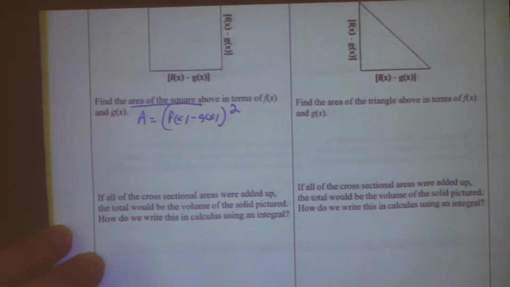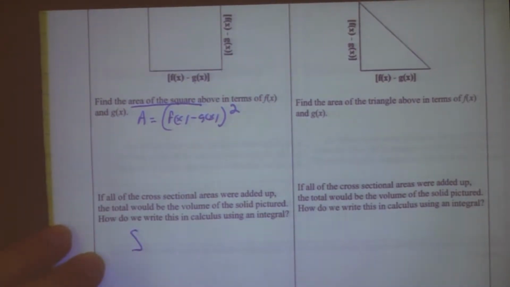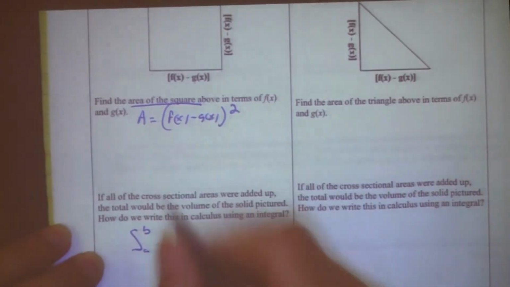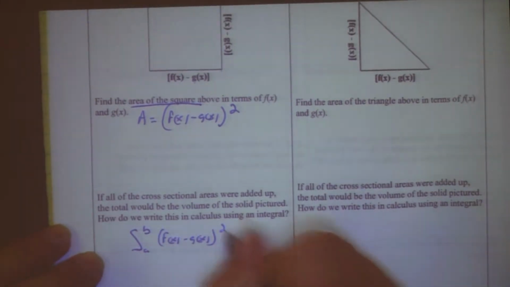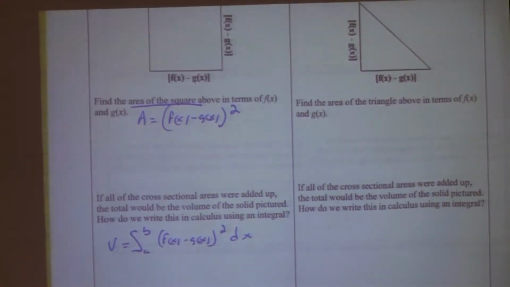So how do we write that using an integral? What do you think it would be? The integral from a to b of that area, which is f of x minus g of x squared dx. And that would equal the volume of that three-dimensional figure that's coming up. Easy? This one doesn't have a pi in it, because it's not a circle. They're not cylinders, not discs.